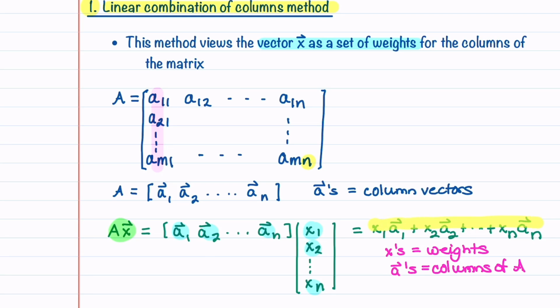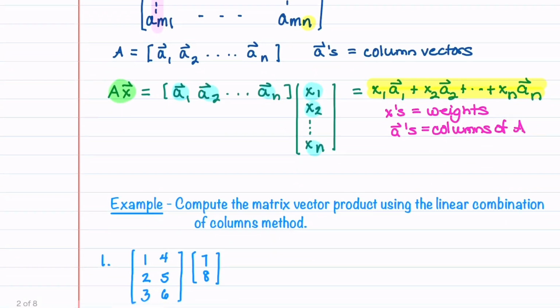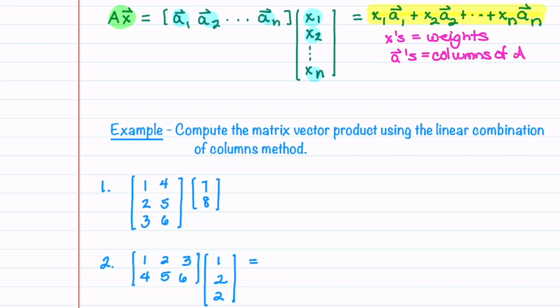Let's highlight this formula because this is a formula that we're going to use when we need to multiply a matrix times a vector using the linear combination of columns method. Let's see how to use this formula by walking through this example problem. We're going to compute the matrix vector product using the linear combination of columns method.